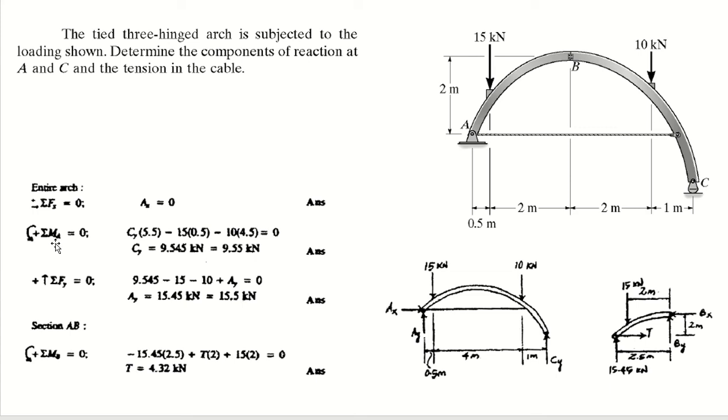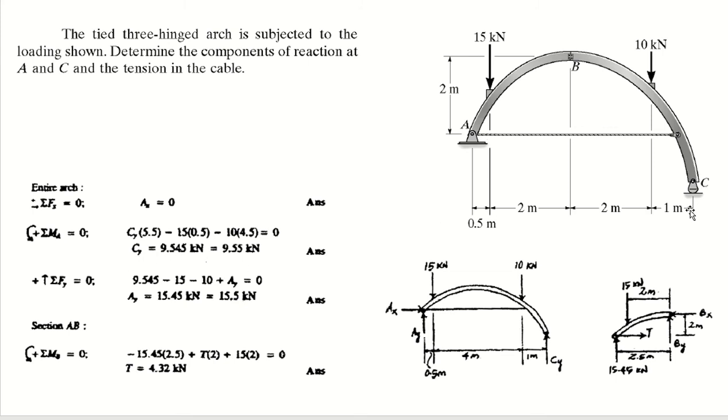Now summation of moment about A is equal to 0. Take summation of moment about this point A equals to 0, and you are left with this 15 kilonewton, this 10 kilonewton, and this reaction at C. So Cy into the total perpendicular distance, which is 1 plus 2 is 3, plus 2 is 5, plus 0.5. So 5.5 is the total span length of the arch. Cy into 5.5 minus 15 into 0.5. See, this 15 is applied at 0.5. The direction is clockwise, so it is negative, because counterclockwise is taken as positive. And minus 10 into 4.5 is equal to 0. From this equation you will get the value of Cy, right?